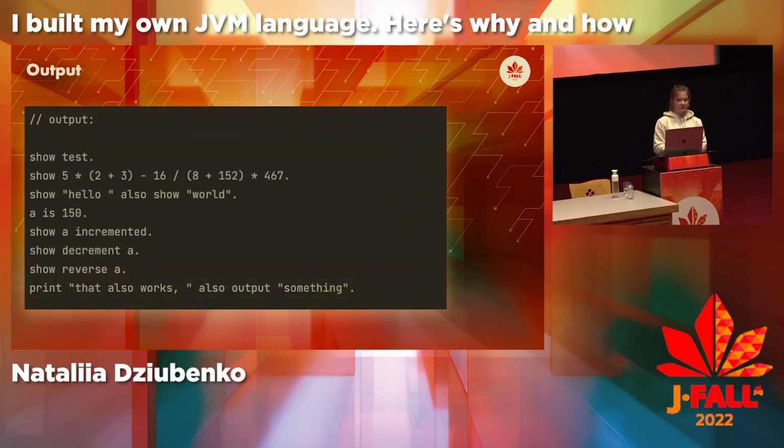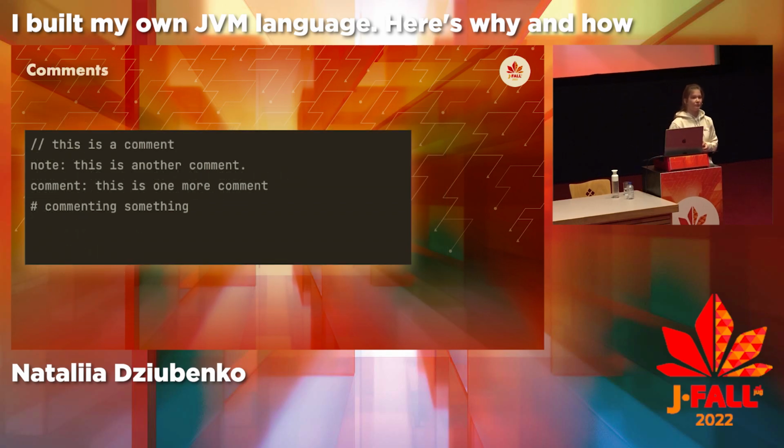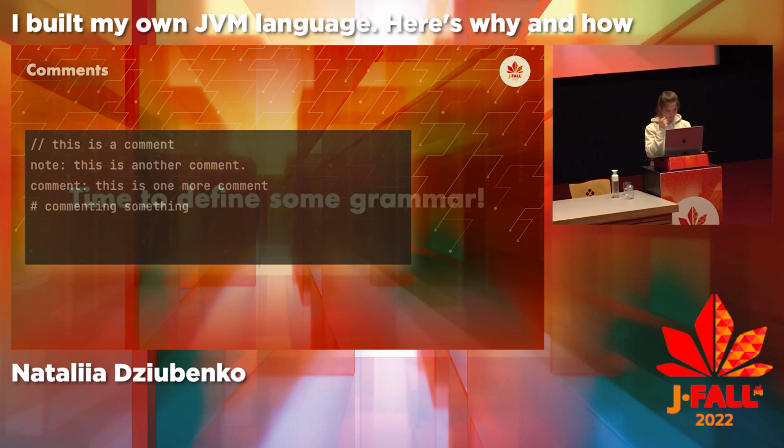And how you can output things to the console. You can say show, print, output, and then basically any kind of expression, any variable, and it will just print something in the terminal. And these are the 4 ways that I support the comments in the language, so more Java-like style or more Python-like style. And also I decided to introduce 2 types of comments for my MOVA language, note and comment.